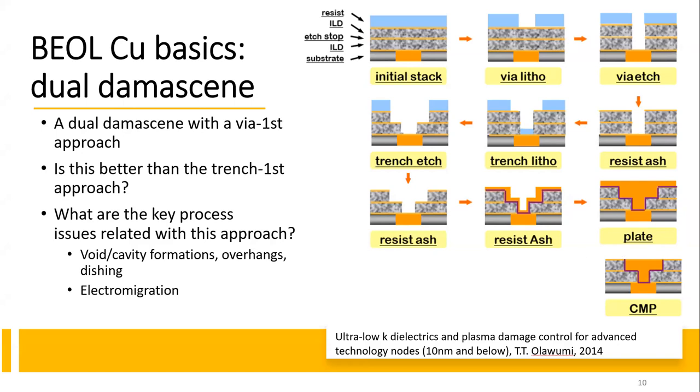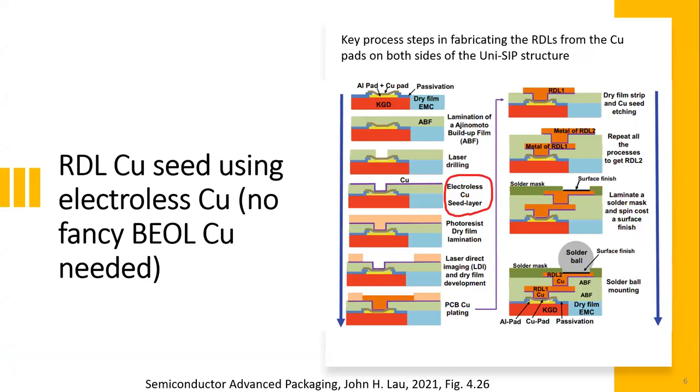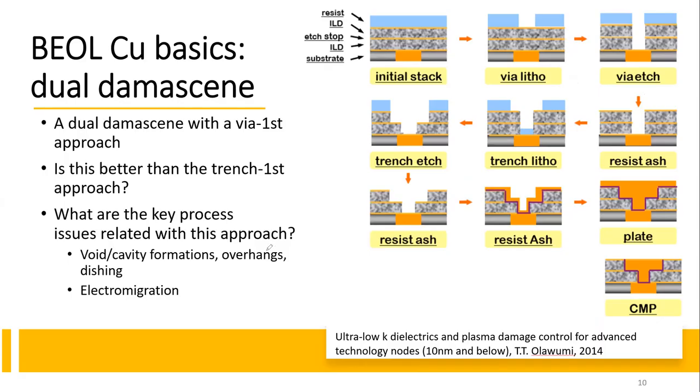This shape is actually the same shape as we've done in the RDL, right? It's also a small via with an RDL copper on top. This is also a so-called via first process. A via first process means that it creates the via first, right? And then it has two ILD layers.